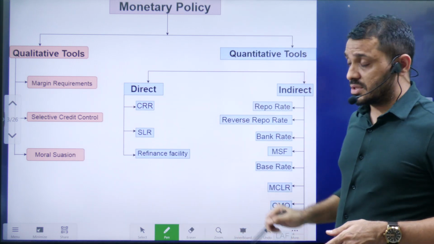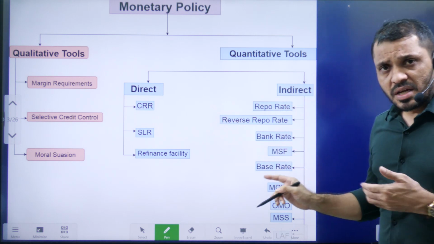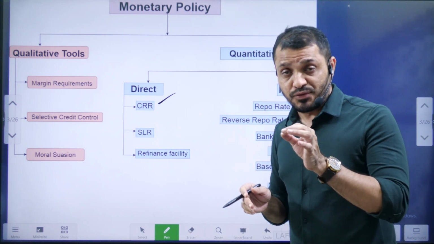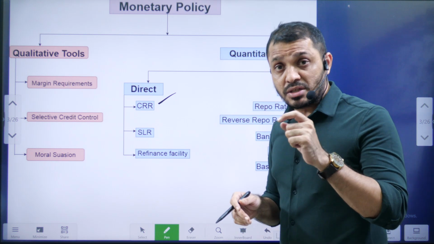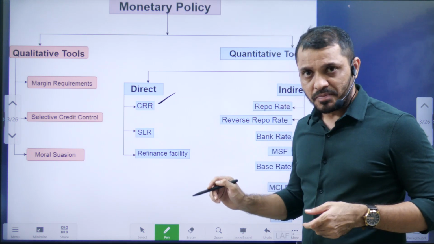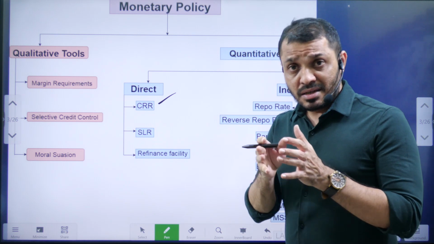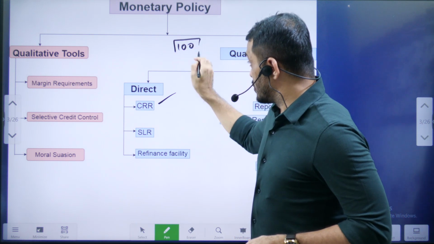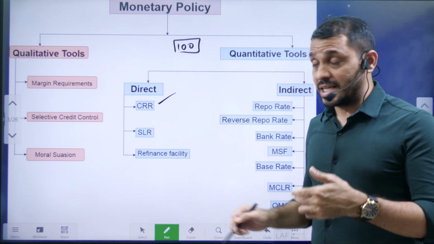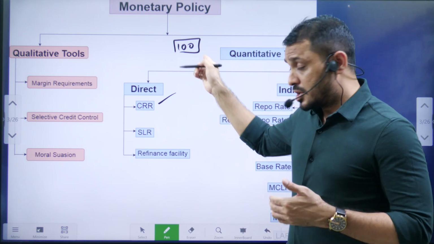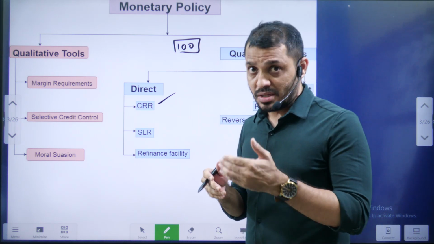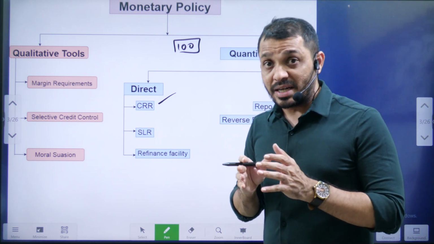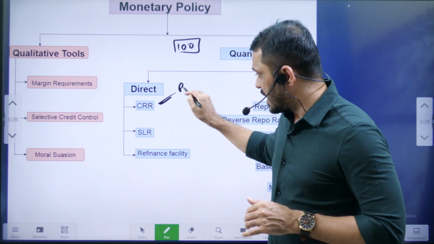With respect to quantitative tools, there are direct tools and indirect tools. Direct tools: CRR, the percentage of cash, in liquid form, that the bank has to maintain with the RBI. For example, suppose the bank's time as well as demand liabilities are 100. Out of that 100, you have to maintain a certain amount of money with RBI. So CRR is all about the percentage of money the bank has to maintain with RBI. So CRR is always with RBI.